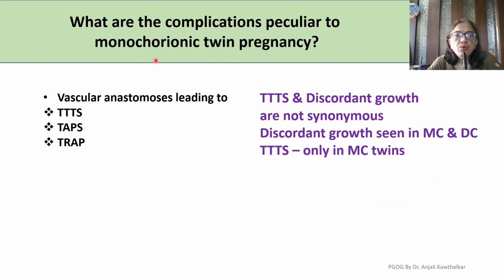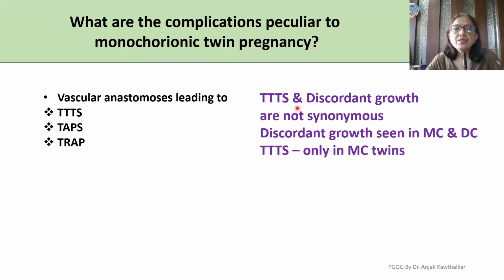Complications peculiar to monochorionic: when the placenta is being shared by both the babies, there are vascular anastomoses. Whenever it is a single placenta, both babies are sharing a single placenta, vascular anastomoses are present, which lead to, we will see later on, twin to twin transfusion syndrome, twin anemia polycythemia sequence, and twin reversal of arterial perfusion sequence.